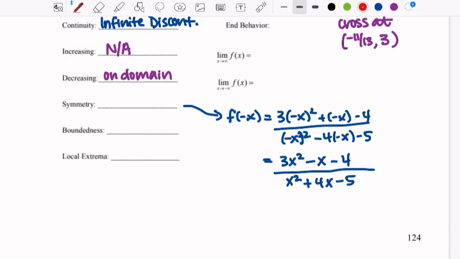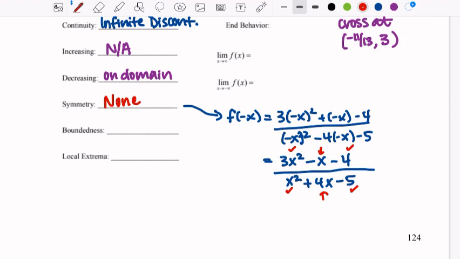Okay, so we get here. How do we determine what kind of symmetry it has? Well, we're looking to see what happened. Did all of the signs change? Well, this is the same, this is the same, this is the same, and this is the same, but these two are different. So in this case, since not all of the signs changed, we're going to say that it does not have symmetry. So all that work just really for nothing.